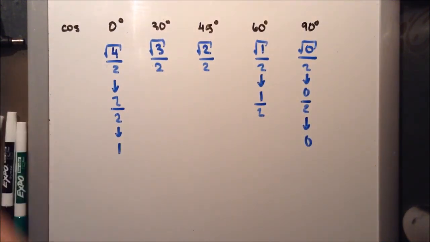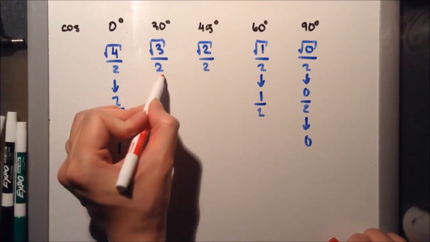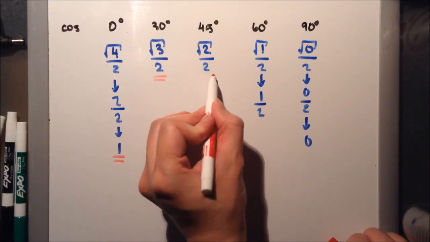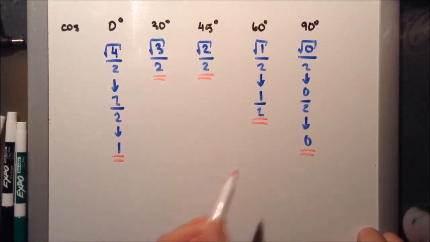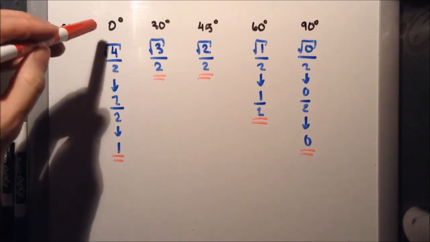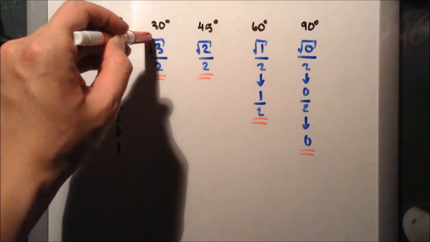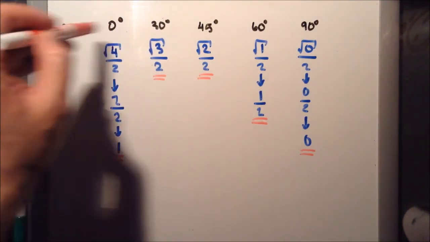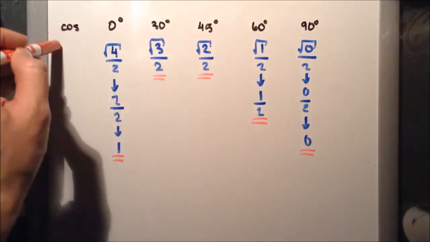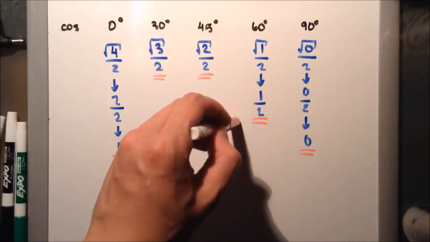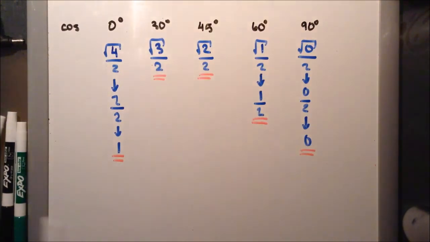So here are the exact values of cosine of 0 degrees, 30 degrees, 45 degrees, 60 degrees, and 90 degrees. Cosine of 0 is 1. Cosine of 30 is square root of 3 over 2. Cosine of 45 degrees is square root of 2 over 2. Cosine of 60 degrees is 1/2. And cosine of 90 degrees is 0.